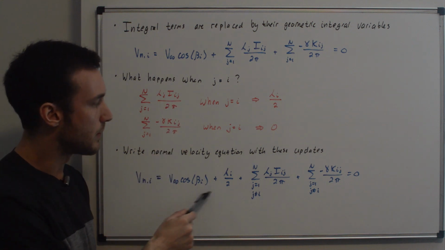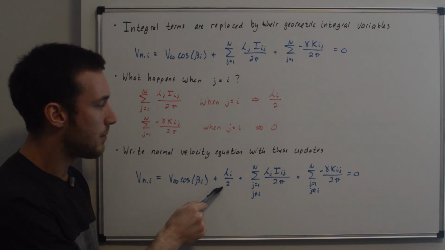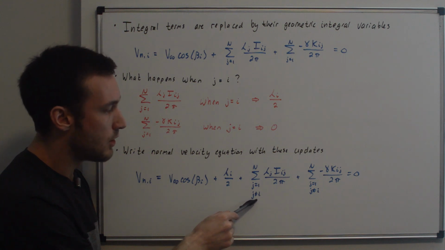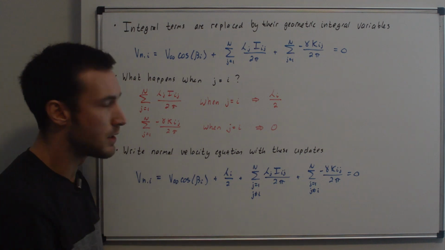Again, uniform flow term. This is the source panel term when j is equal to i, so we just put in lambda i over 2. This is the same summation as above. Now we're just saying when j is not equal to i. This is the same summation as above. Again, just saying when j is not equal to i.